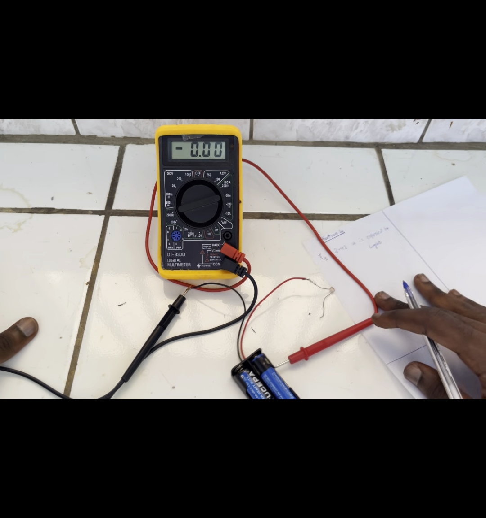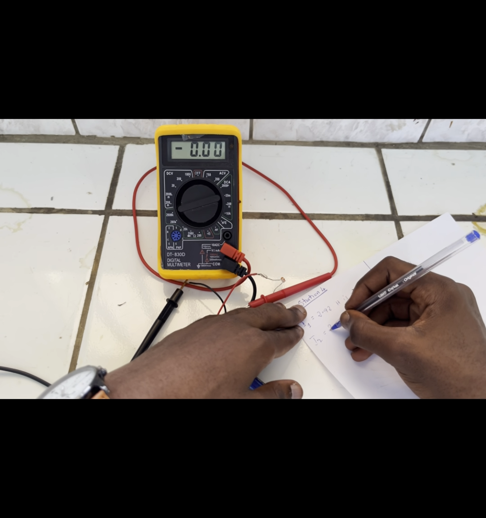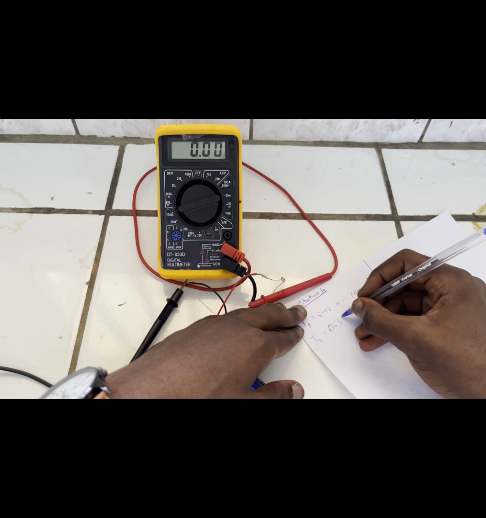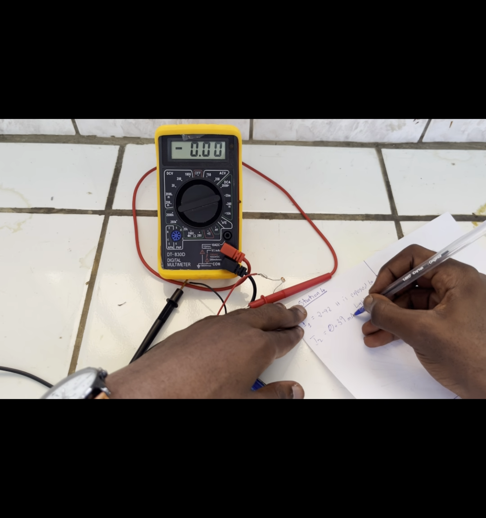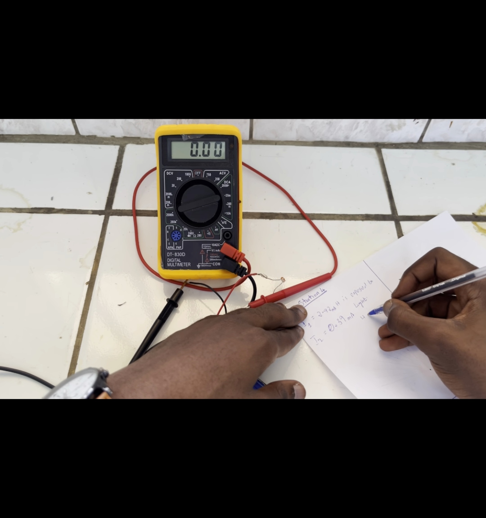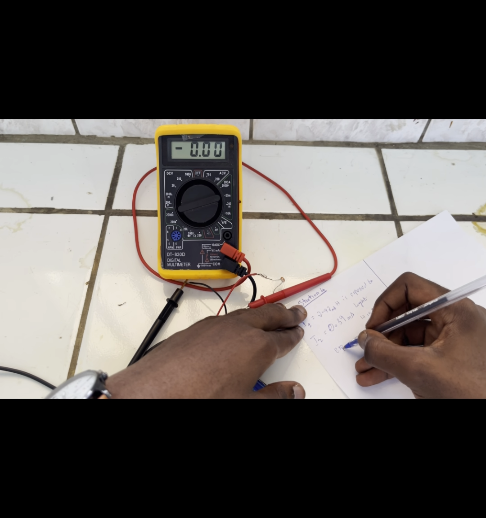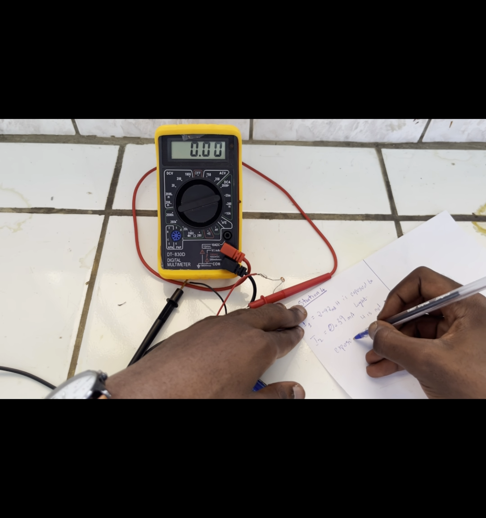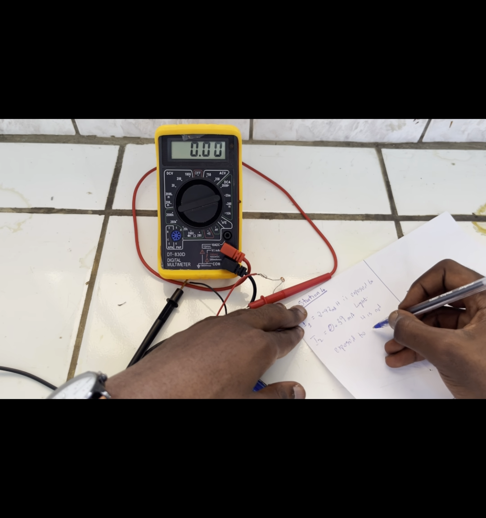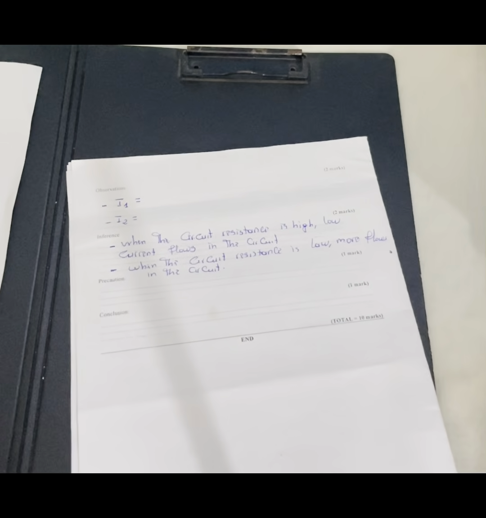So I'll come here and record it directly like this. My I2 is simply equal to 0.39 milliamperes. Pardon, I forgot the milliamperes. This is when H is not exposed to light. So as easy as that, you have already your observations.